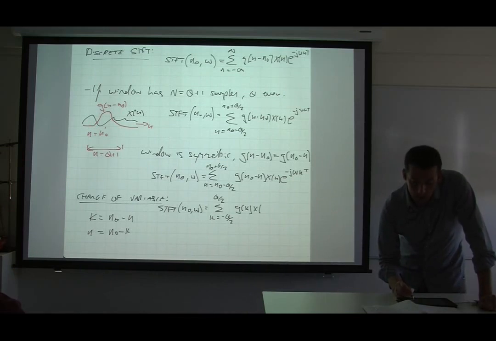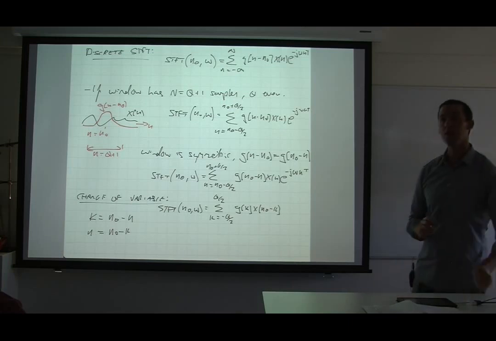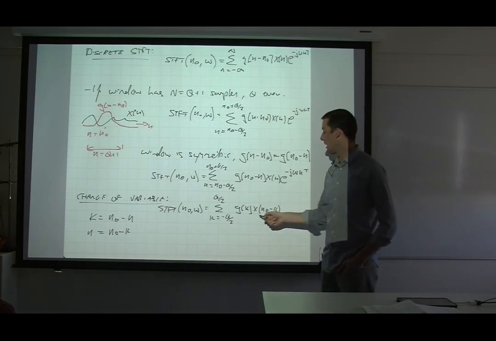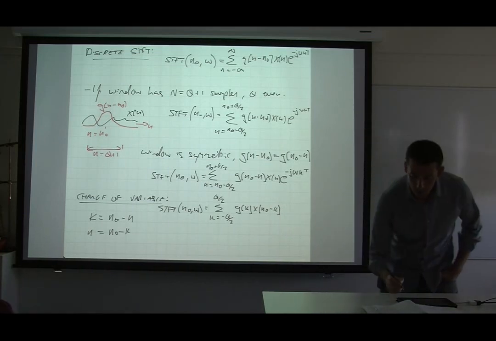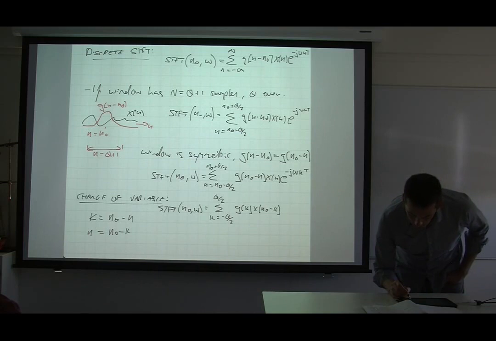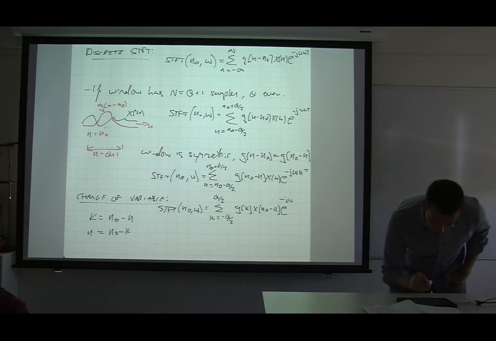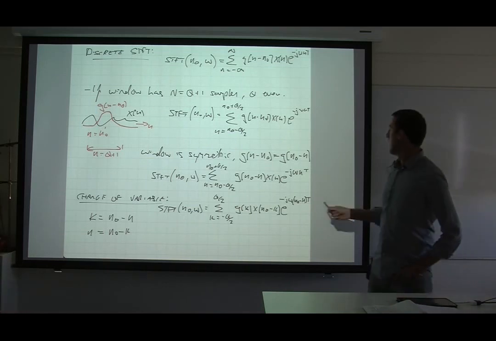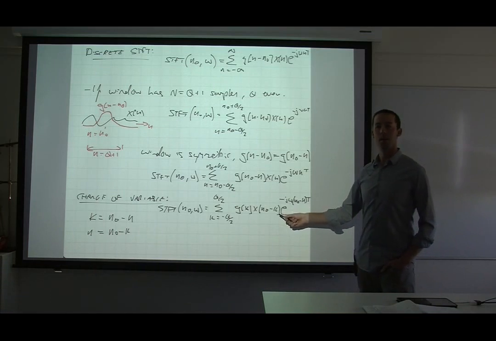x of, and now this becomes n naught minus k. Now this is really starting to look like a filter equation, because we're going back through the values of the signal and we're multiplying them by the taps of the filter. But the problem is, it's not a problem, well, it is, that I can't fit it on the page. e to the minus j omega n naught minus k t. I have this sort of irritating term on the end here.